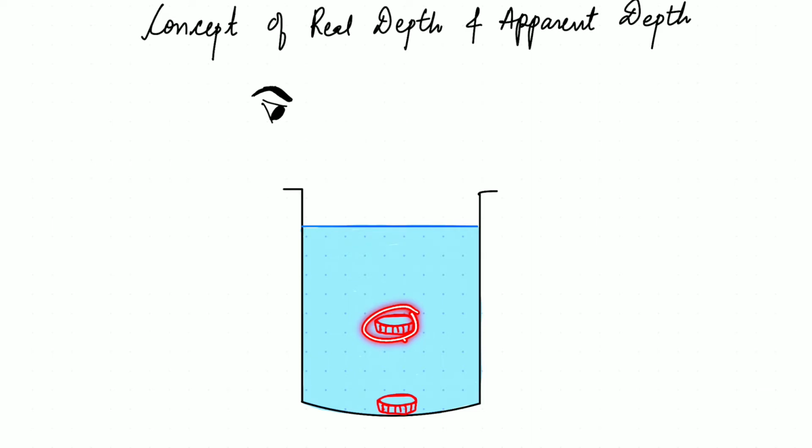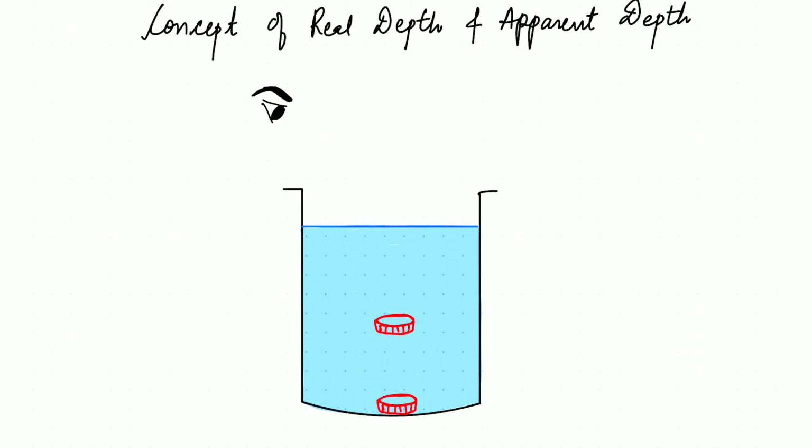And why this irregularity happens, now we all know the answer to this question. It is because of refraction, right? Because the light obviously is coming from air to water. Because of the refraction process, you can see the image of this particular coin, which is in reality at the bottom of the tank, will appear somewhere here, right?